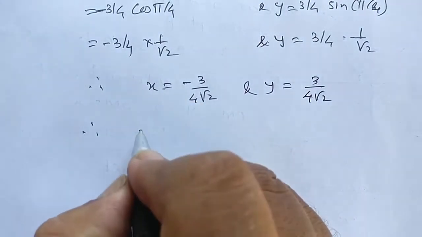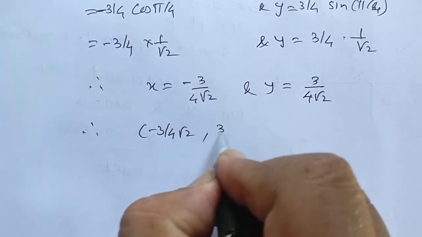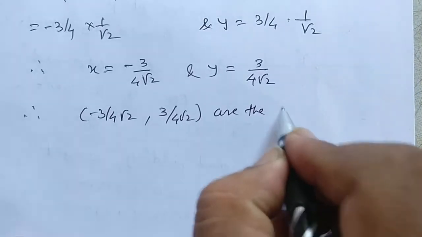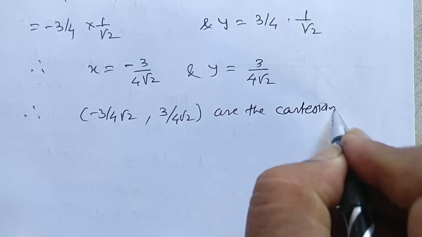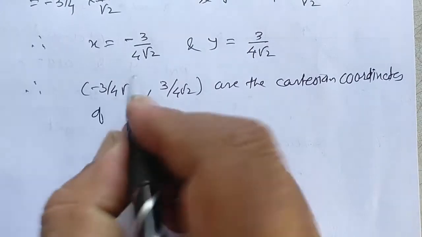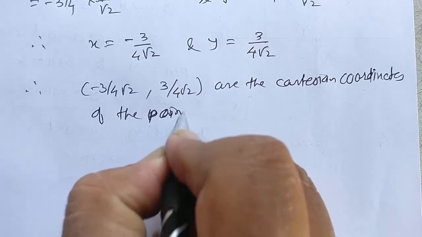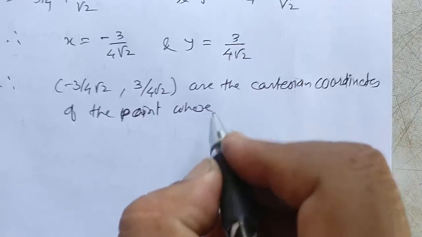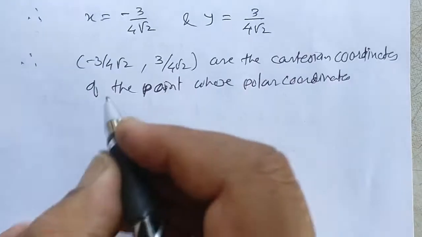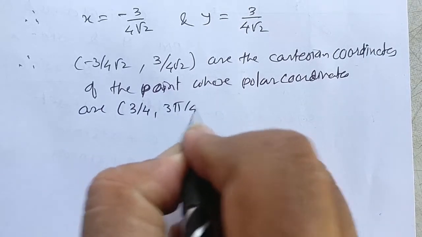Therefore, minus 3 upon 4 under root 2 and 3 upon 4 under root 2 are the Cartesian coordinates of the point whose polar coordinates are 3 by 4, 3 pi by 4.